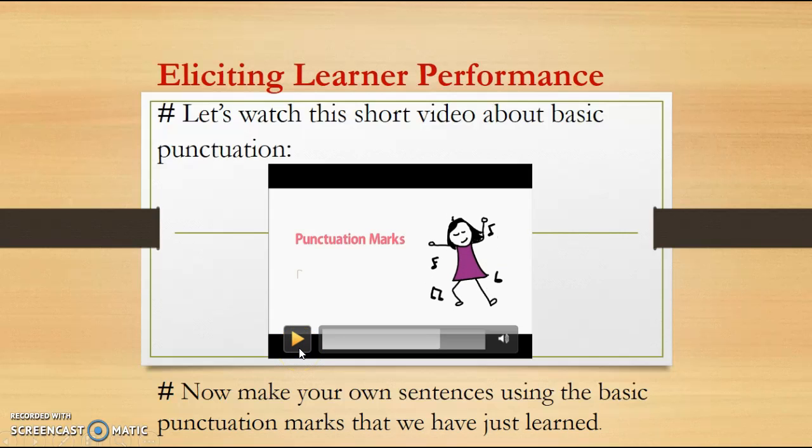Okay, we have to end here. The video talked about 4 marks. Which one was left out? Yes, it's the quotation marks for the words of the speaker.